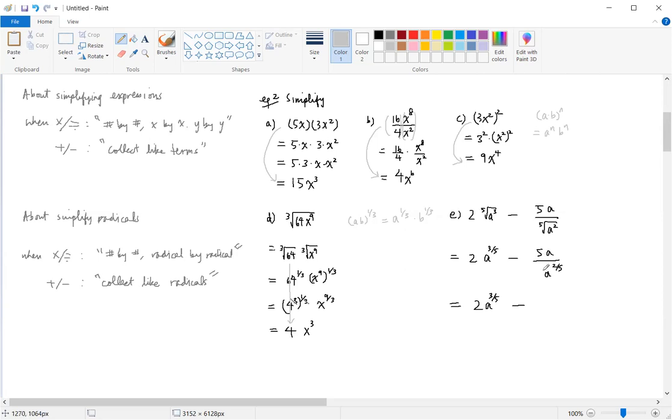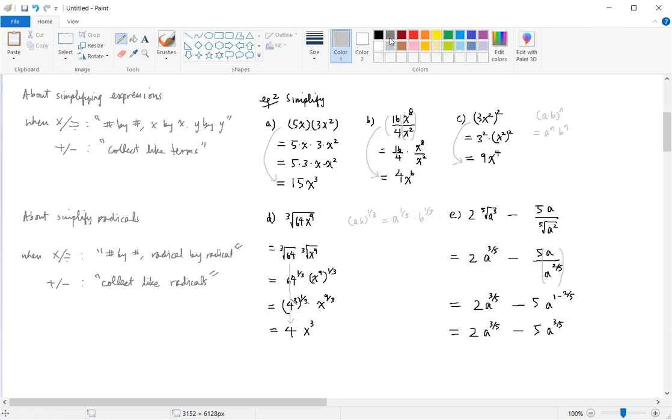But this one is multiply and divide. So we go number by number, a by a, b by b. So number by number is just 5. And then collect the a, which is a to the 1. When you divide, you subtract the exponent. So 1 minus this 2 over 5. So here we have 2a to the 3 over 5, minus, since 1 minus 2/5 is 3/5. Yeah, so they are the same variable. They are like terms.